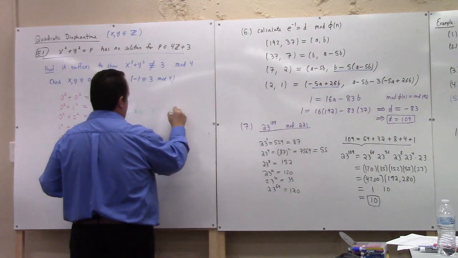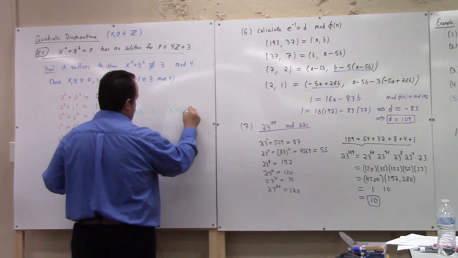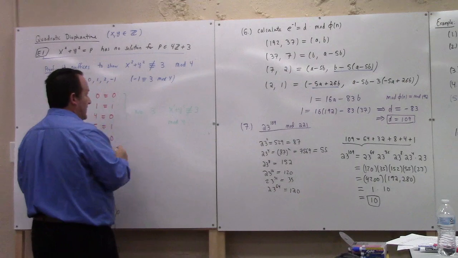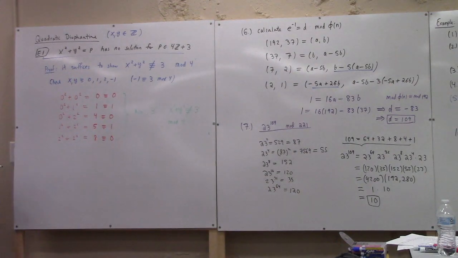Therefore, x squared plus y squared is not congruent to 3 mod 4. Which again implies that there does not exist a p of the form 4z plus 3 such that x squared plus y squared equals p. So this is a pretty easy argument to prove the impossibility of certain forms of numbers coming out of this quadratic form.